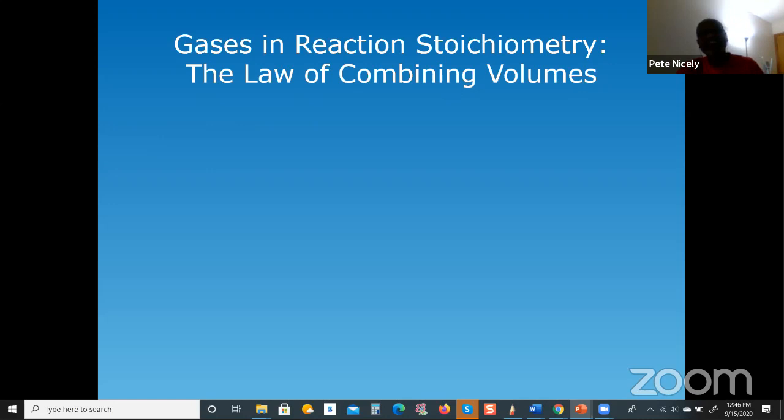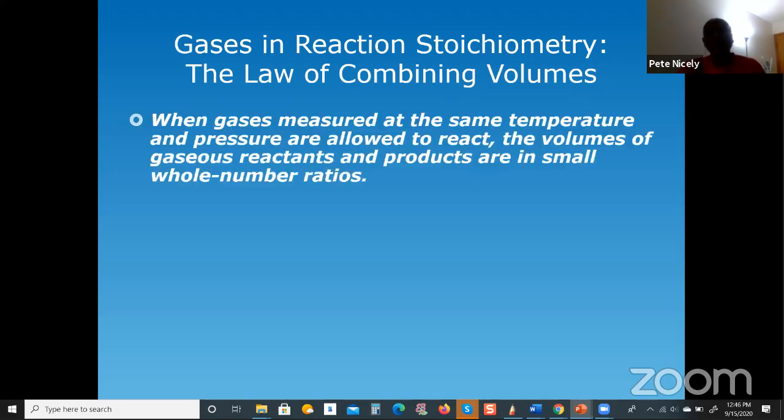Now, the first thing I'm going to talk about here is what is known as the law of combining volumes. And this is the law stated in words. It says, when gases measured at the same temperature and pressure are allowed to react, the volumes of gaseous reactants and products are in small whole number ratios, all right? So that is the law of combining volumes.